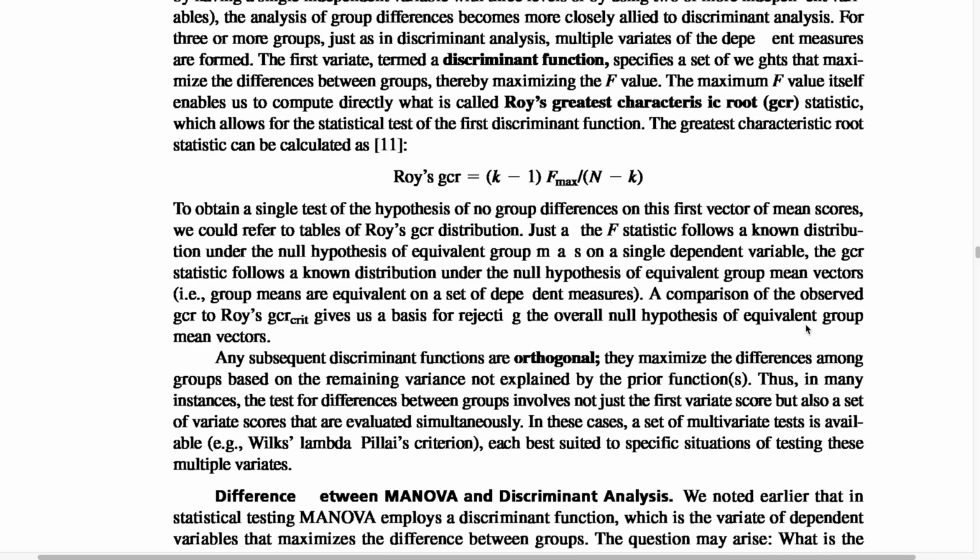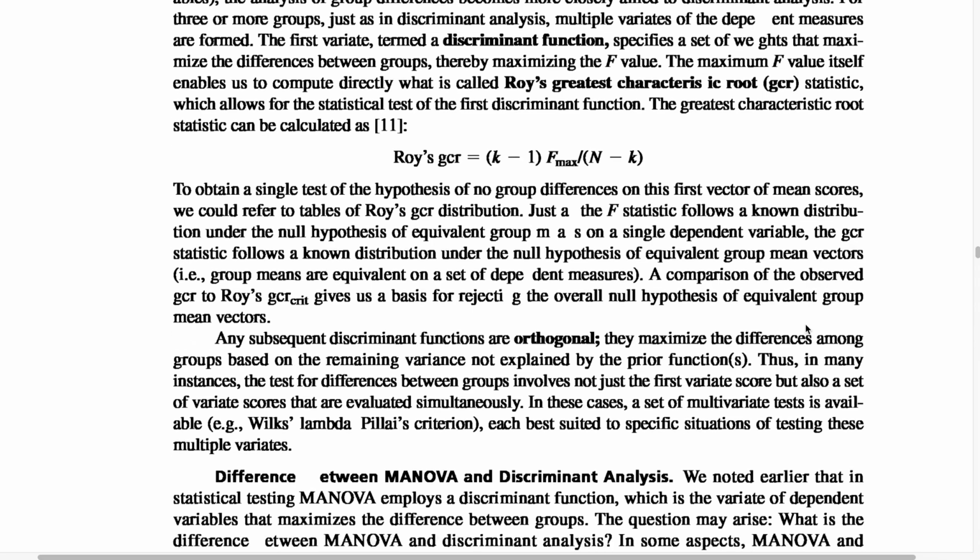In many instances, the test for differences between groups involves not just the first variate score but also a set of variate scores that are evaluated simultaneously. In this case, a set of multivariate tests is available, that is Wilks' lambda, Pillai's criterion, each best suited to the situation of testing these multiple variates.